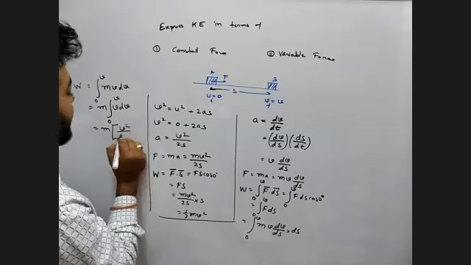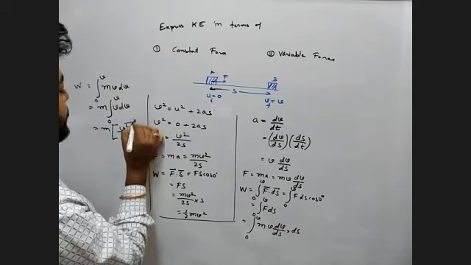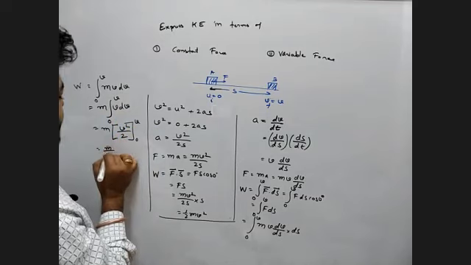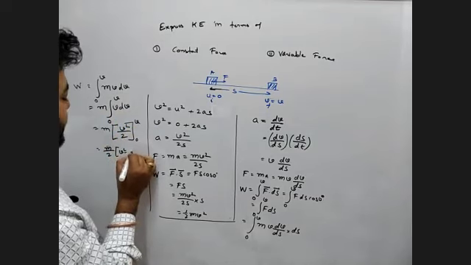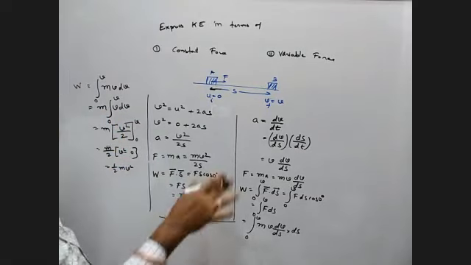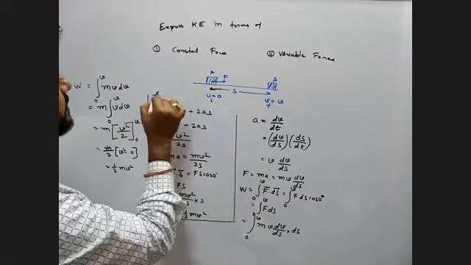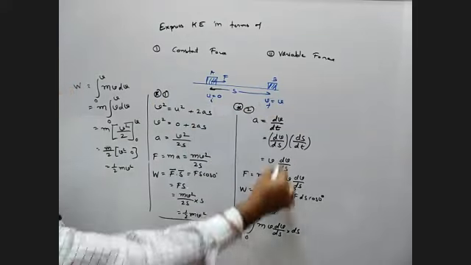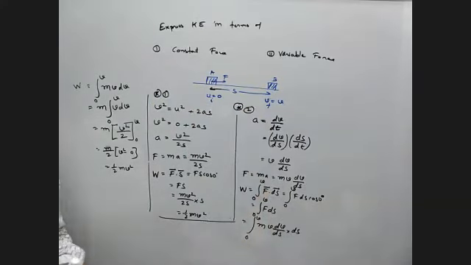So v square by 2, from 0 to v. That is m by 2 into v square minus 0, that is half m v square. You understand? That is the first part, and that is the second part. Okay, everyone, is it okay?